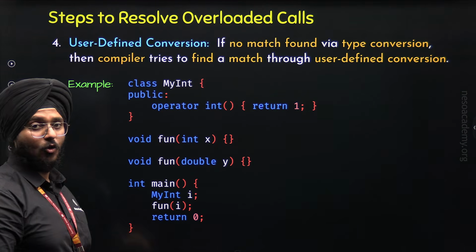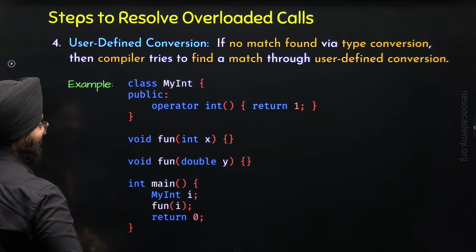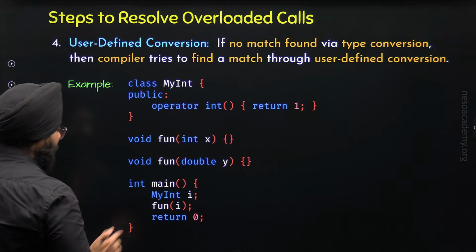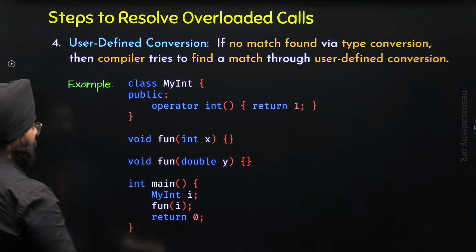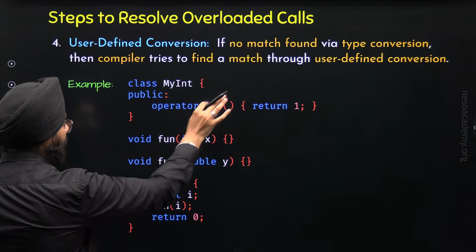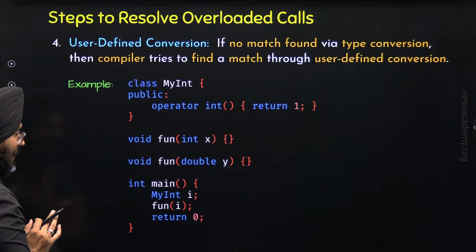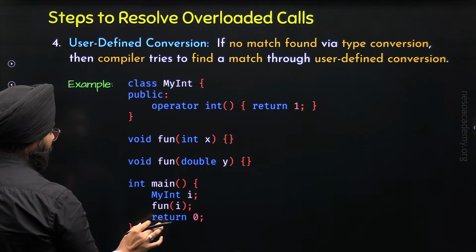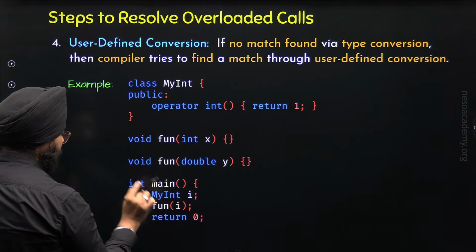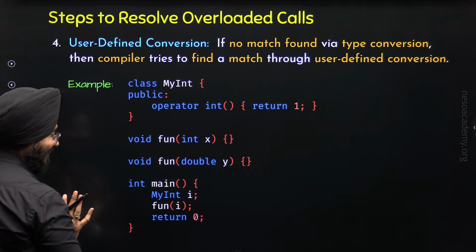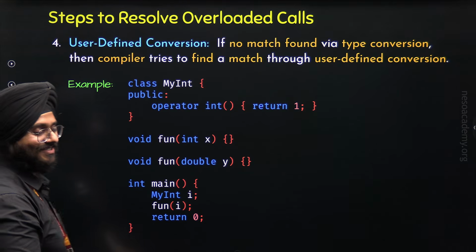Here you can observe inside this main function, I have defined the object I of type myInt. We know myInt is the class. But what happens behind the scenes is that this myInt will be replaced by int and variable I will receive value 1. Now this function is called. This function has been called with I. Now what happens in this case?